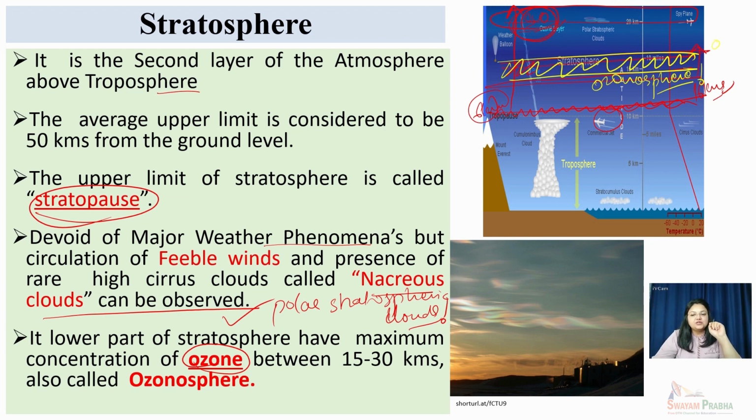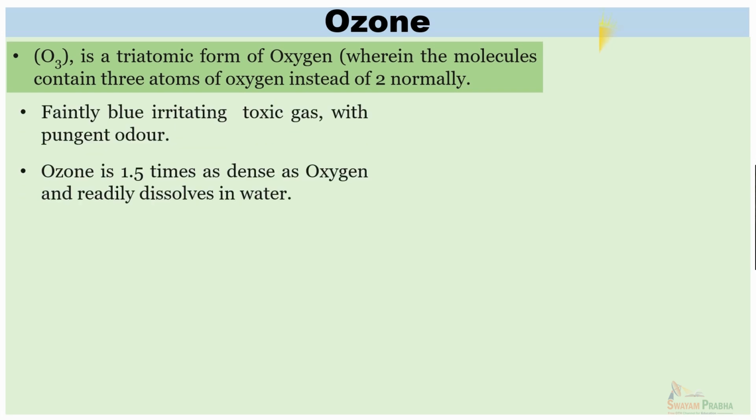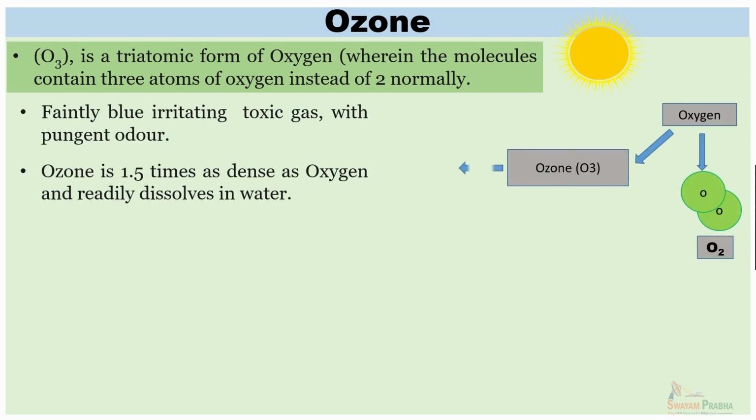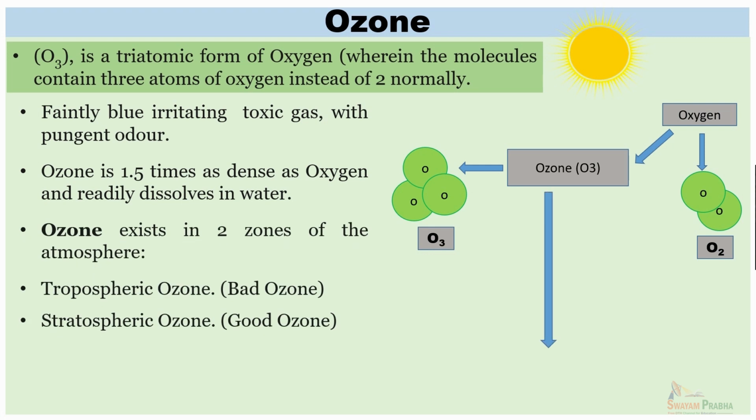Therefore, it becomes important to discuss how this ozone is formed and how this ozone is important as a stratospheric layer for the life forms on Earth. Therefore, we are going to first briefly discuss what ozone is. Ozone is an allotrope of oxygen. It is a triatomic form of oxygen wherein the molecules contain 3 atoms of oxygen instead of 2 normally. It is a faintly blue irritating toxic gas with a pungent odor, and when compared to oxygen it is comparatively unstable. However, it is 1.5 times denser as compared to oxygen and readily dissolves in water.